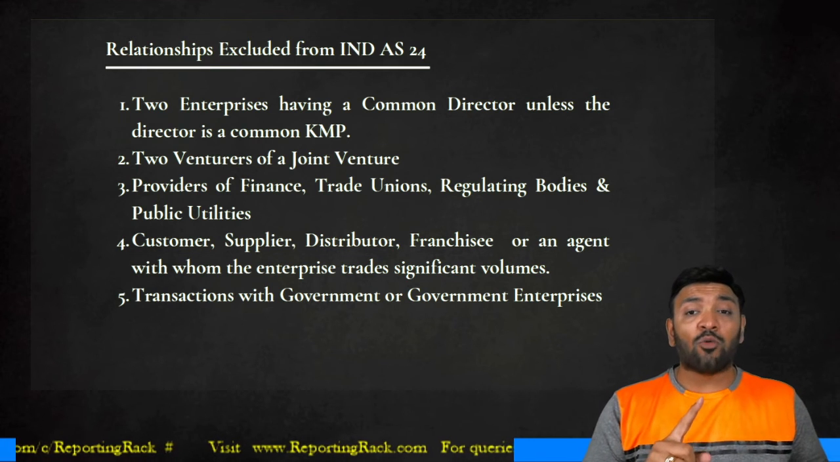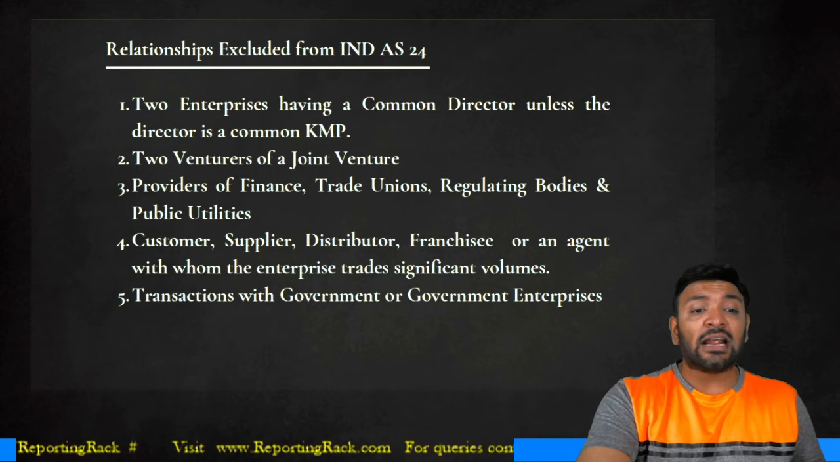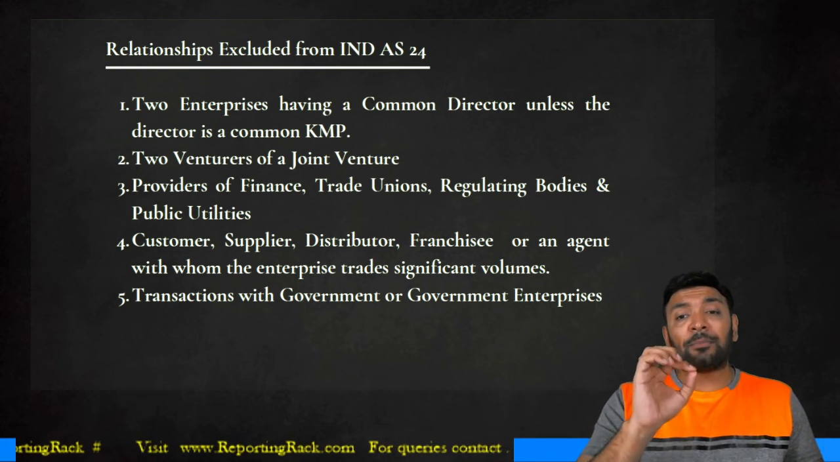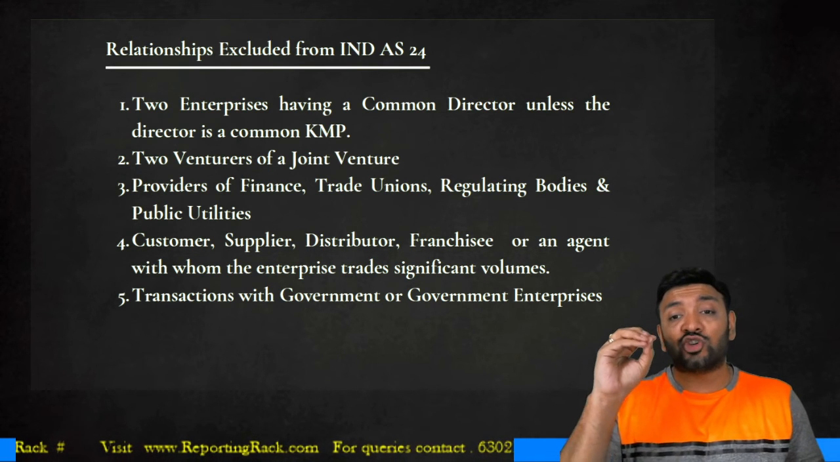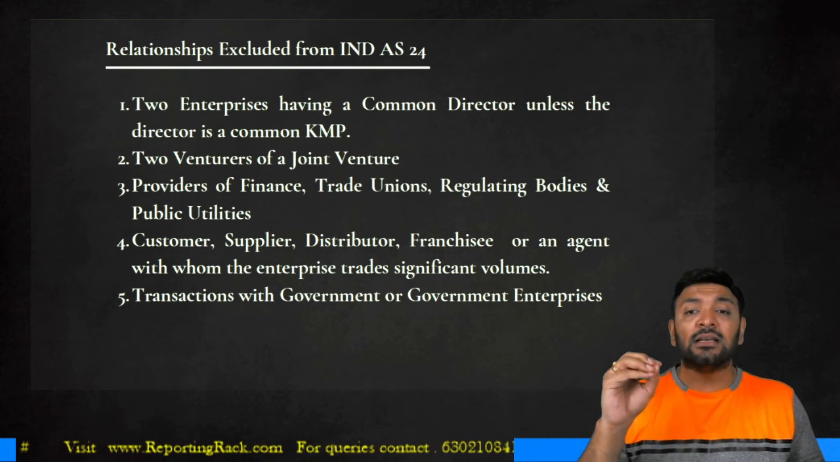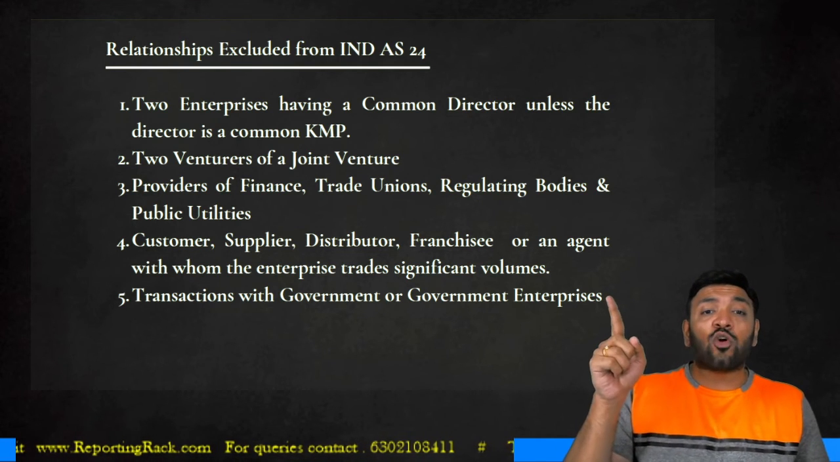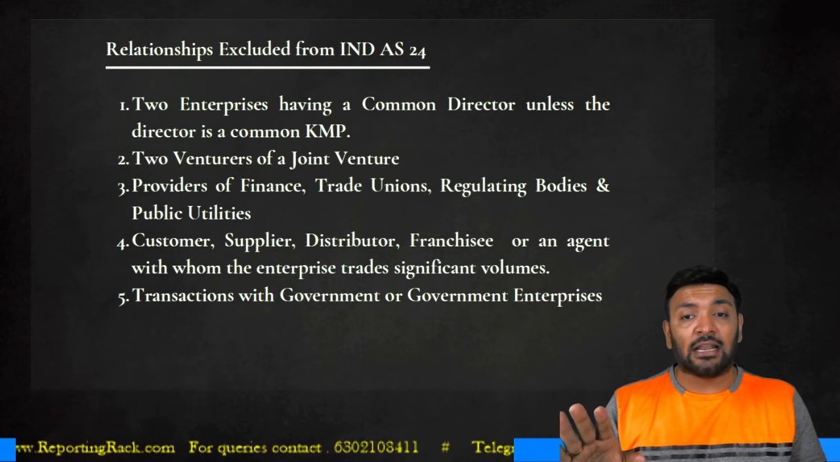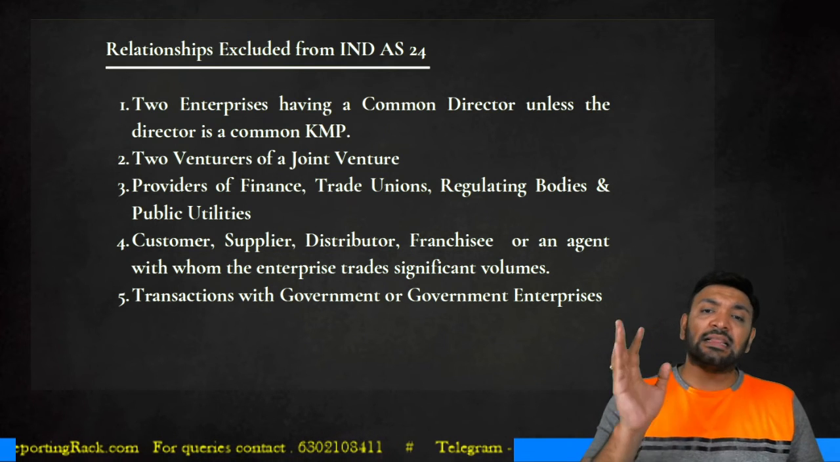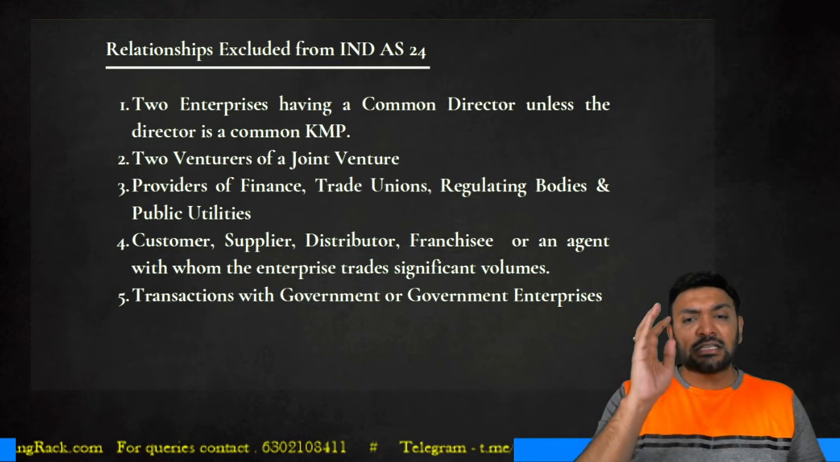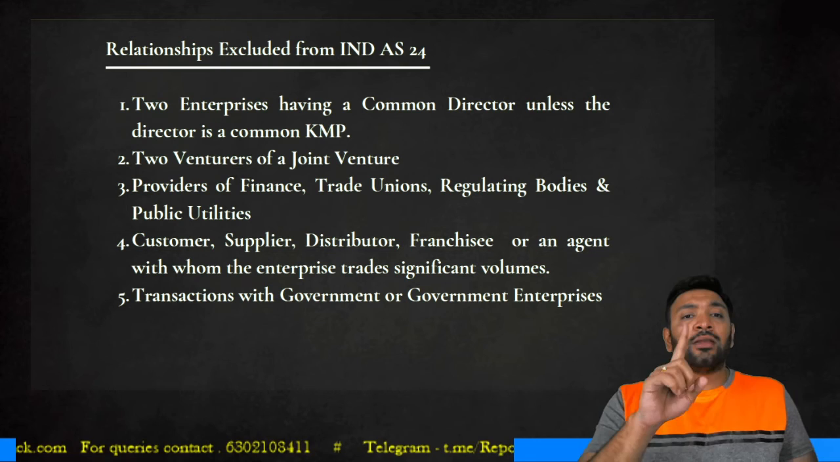We've also seen one more when we were discussing earlier, where the reporting enterprise jointly controls another enterprise, then the joint venture will be considered as my related party, but the other co-venturer will not be considered as my related party. These are three things which I have already seen. Let us once again look at the first one.